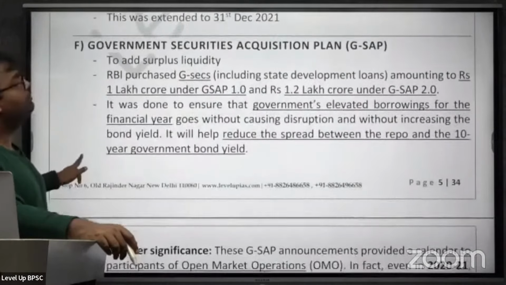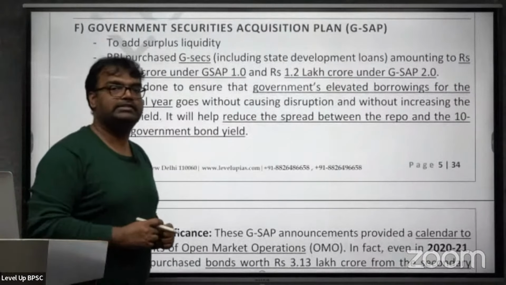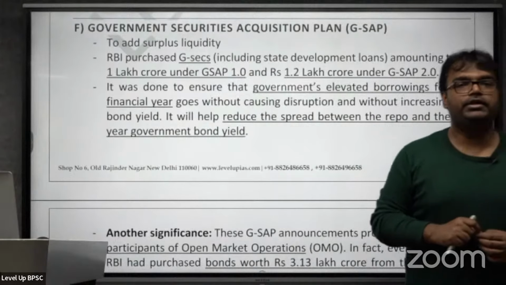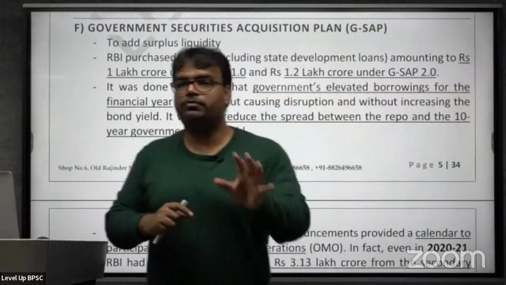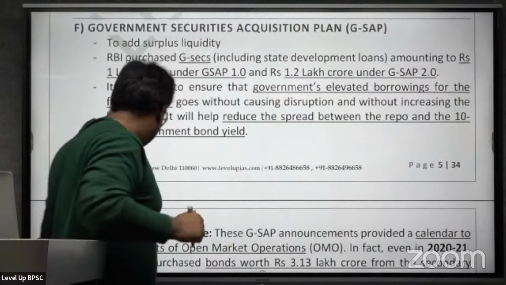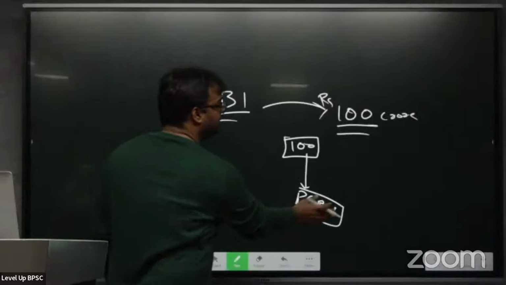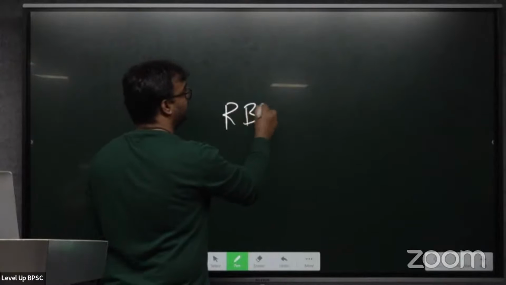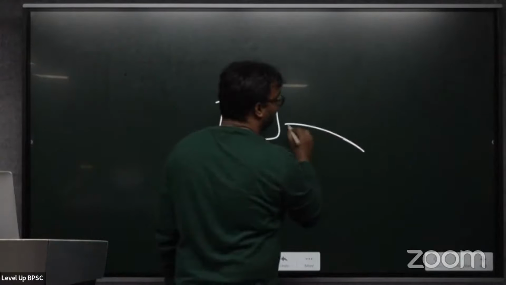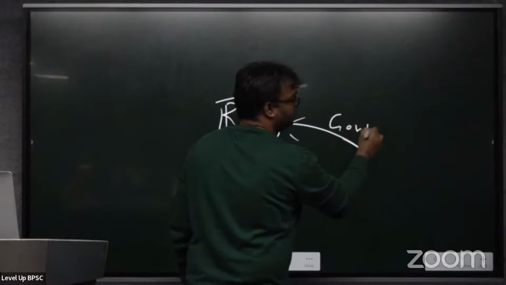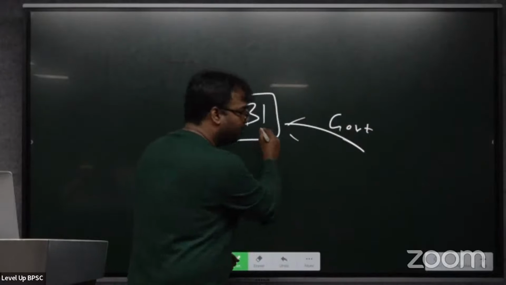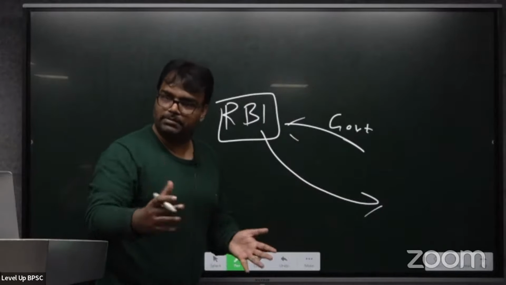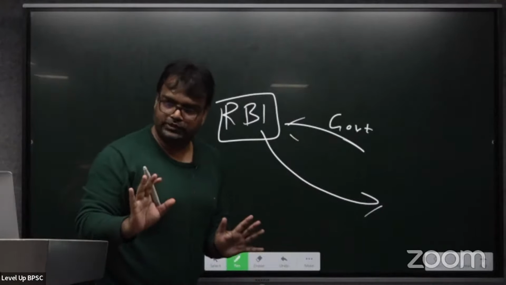Then Government Securities Acquisition Plan, GSAP. This was another initiative launched by RBI in 2020-21. Under this, what will they do? They will buy government securities. Now, let's briefly understand this. If RBI buys government securities, RBI in return is ensuring money in the market, more money supply. This would ensure money in the market.